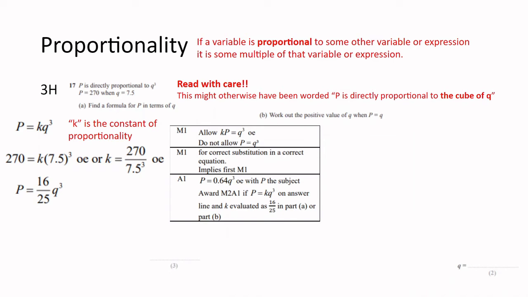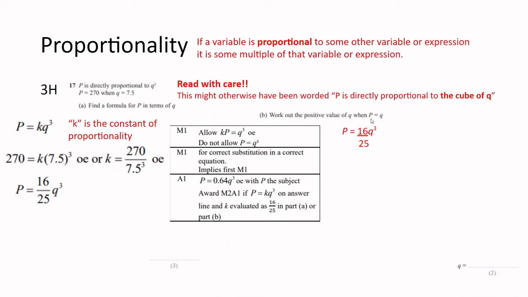Next, for part B, we've already worked out our formula in part A that P is equal to 16 over 25 Q cubed. We want to work out the positive value for Q when P is equal to Q. So this is a completely different equation from this one. However, we want to use them simultaneously together to find the correct value for Q.